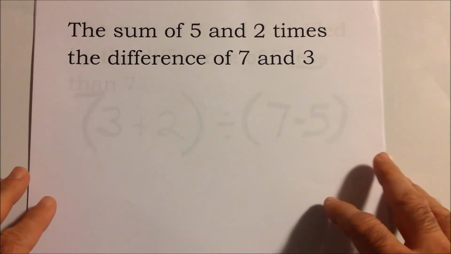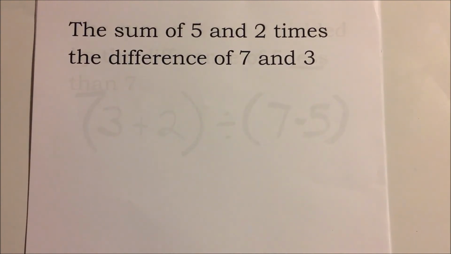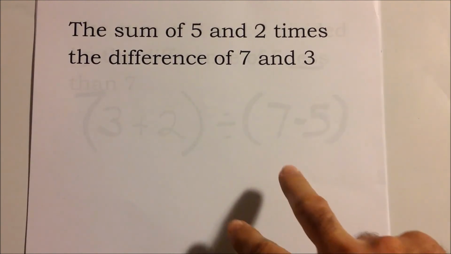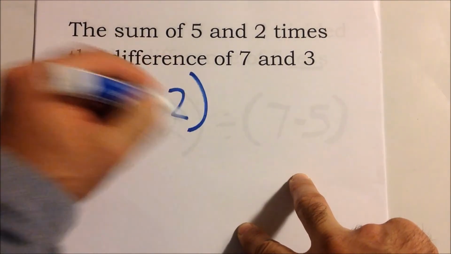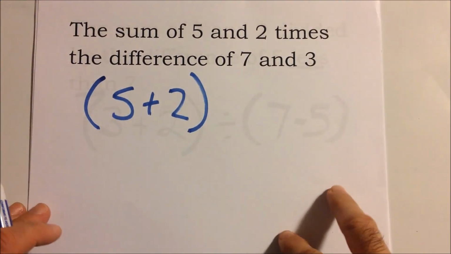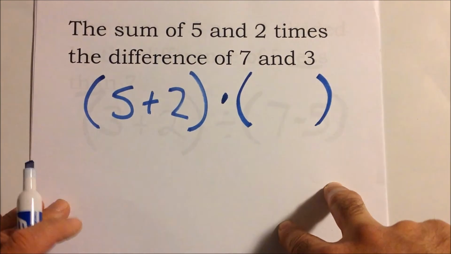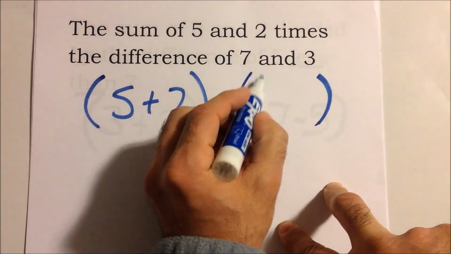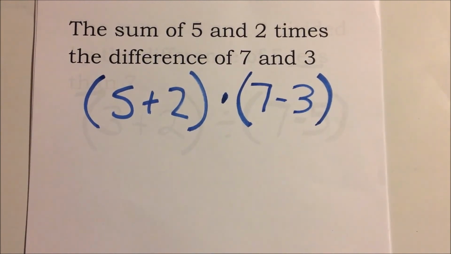Okay, try this one. The sum of 5 and 2 times the difference of 7 and 3. So what's the sum of again? Let's put a parentheses. 5 plus 2. That's the sum of 5 and 2. Okay, and then we want to what? Times. So it's going to be times what? The difference of 7 and 3. Difference is subtraction. 7 and 3. Okay, great job.